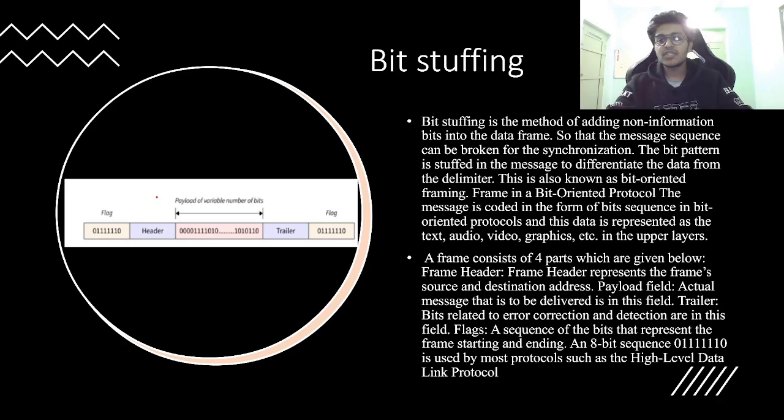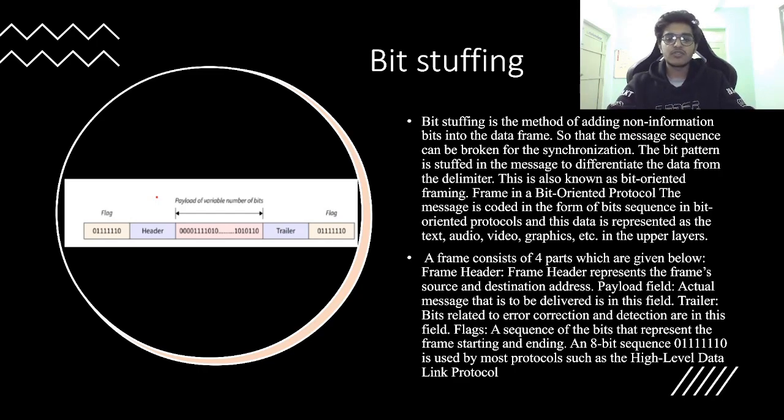Frame in a bit-oriented protocol, the message is coded in the form of a bit sequence, and this data is represented as text, audio, video, graphics, etc. in the upper layers of the hierarchy. A frame itself is going to consist of four parts which are given below.